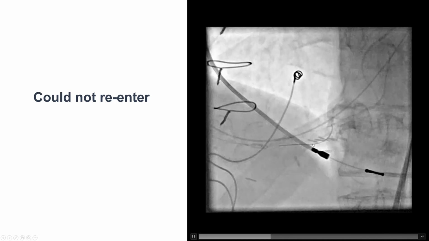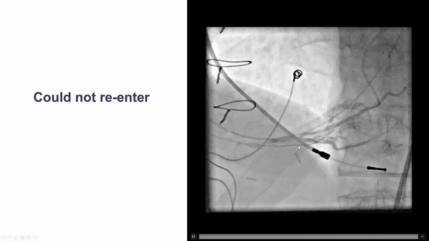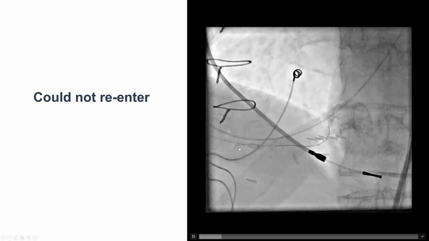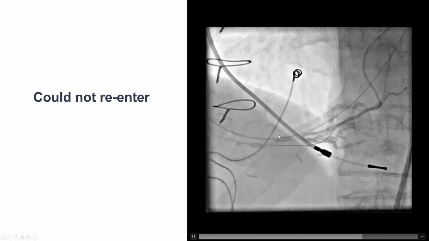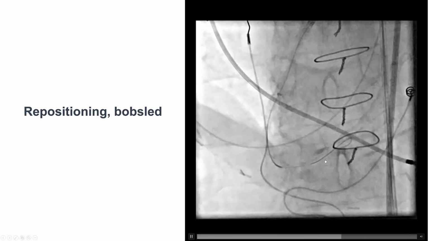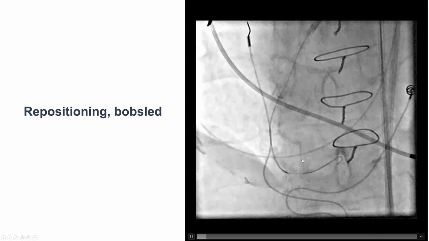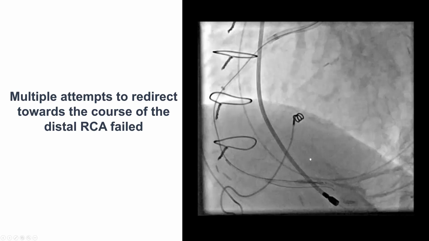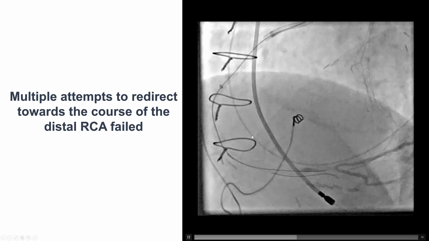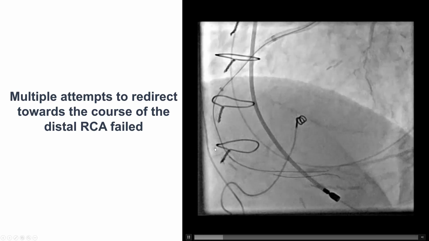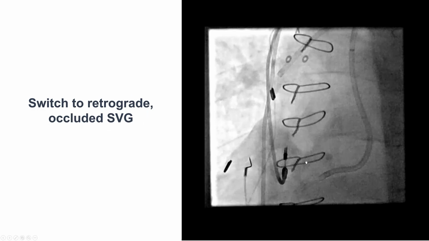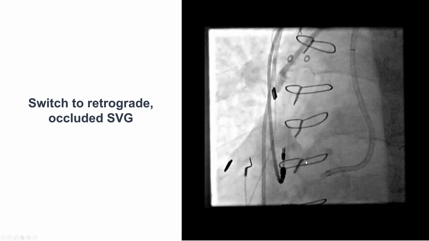As you can see here, the wire is actually going in a different plane, suggesting that we may actually be in a side branch, early PDA or high acute marginal. We tried to reposition the system. We tried to knuckle again the wire, and again it seems to be going into a different plane. And despite multiple attempts to redirect, we did not have success, including here. We seem to be close. This is a Sasuke dual lumen microcatheter, but again, we had a hard time getting a wire to go next to the course of the distal right coronary artery.